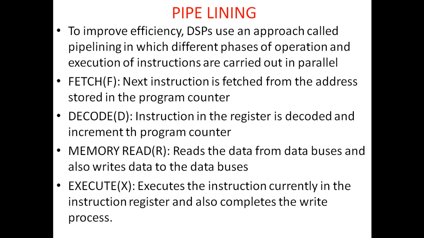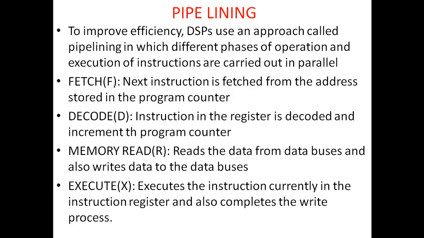Pipeline. Most of the early microprocessors execute instructions entirely sequentially. After the execution of the first instruction, the next one starts. The problem with this is that it is extremely inefficient, since the second instruction has to wait until all the steps of the first instruction are completed. To improve the efficiency, advanced microprocessors and digital signal processors use an approach called pipelining, in which different phases of operation and execution of instructions are carried out in parallel.